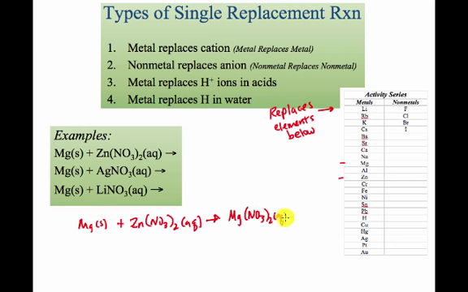This is now aqueous, and I would have solid zinc coming out of solution. Okay, and there's my reaction. And then, of course, you'd go back and balance it. All right, so let's take a look at the next one.